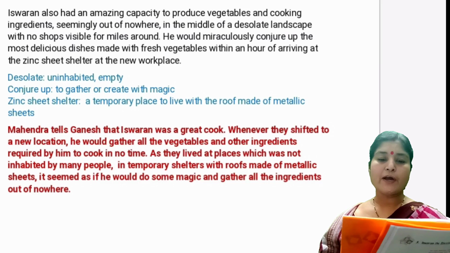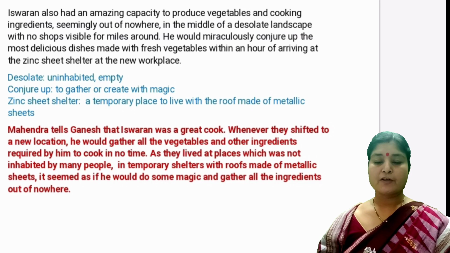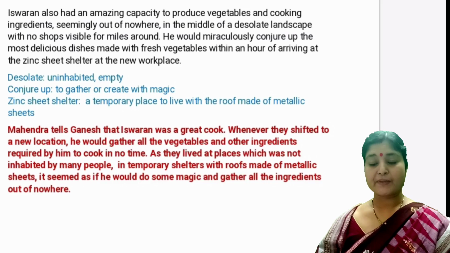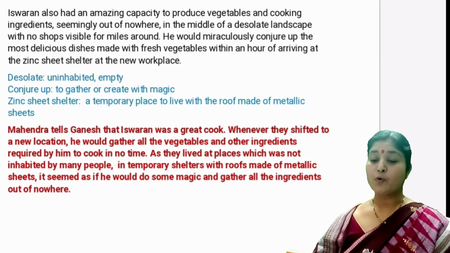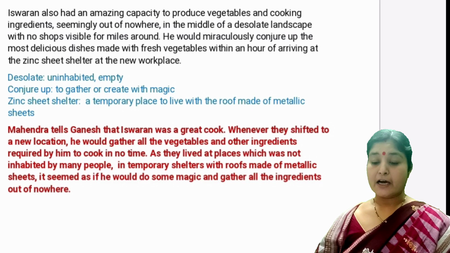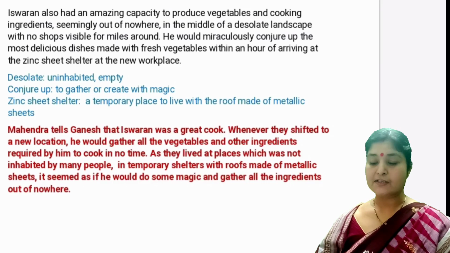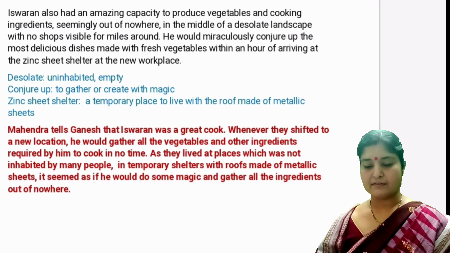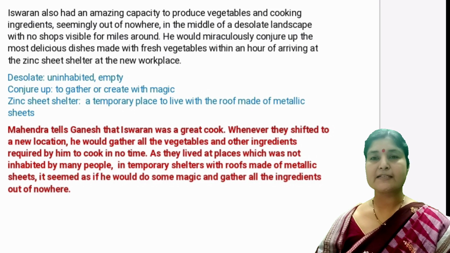Iswaran also had an amazing capacity to produce vegetables and cooking ingredients, seemingly out of nowhere, in the middle of a desolate landscape with no shops visible for miles around. He would miraculously conjure up the most delicious dishes made with fresh vegetables within an hour of arriving at the Jinxit Center at the new workplace.